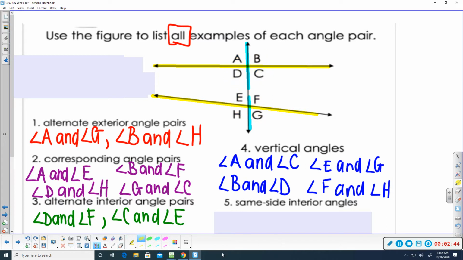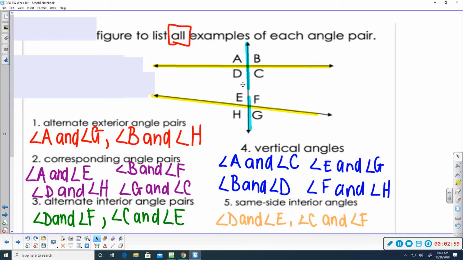They would be congruent. And then number five, same side interior angles. We can also call that consecutive interior angles. So the word consecutive means on the same side. So here we would have angle D and angle E because they are on the same side of the transversal and inside those yellow lines. And then another example would be angle C and angle F because they're on the same side of the transversal and inside the yellow lines.